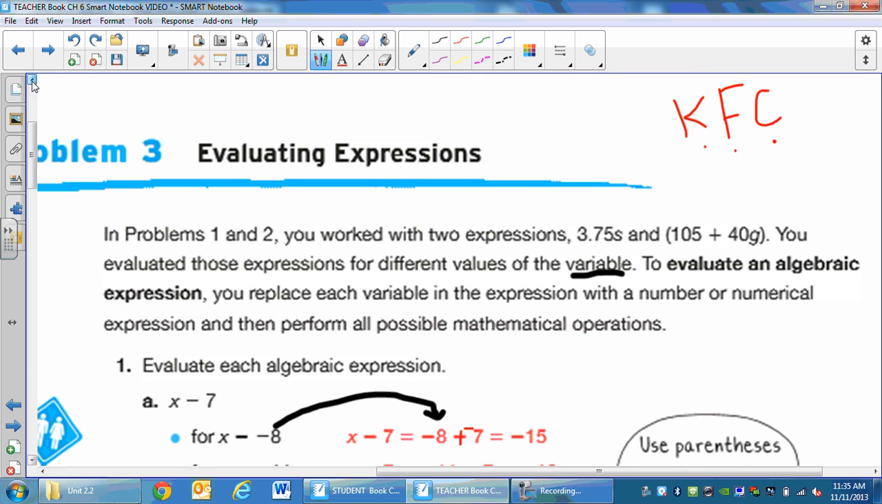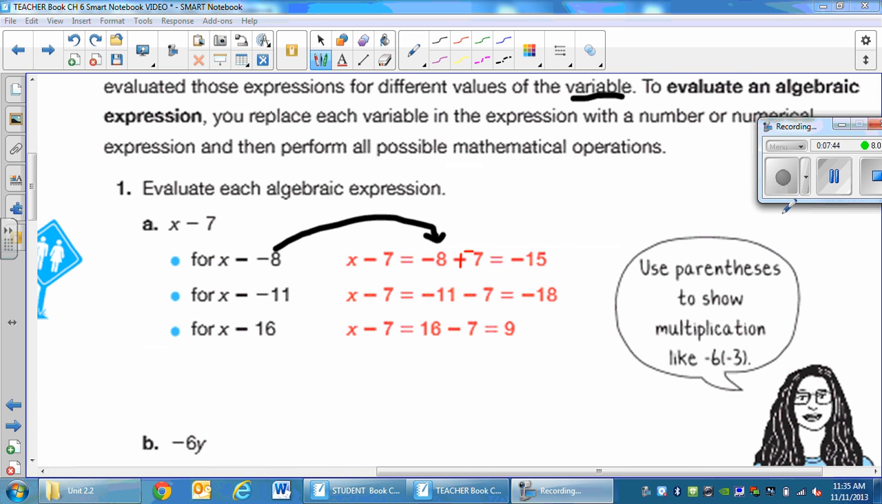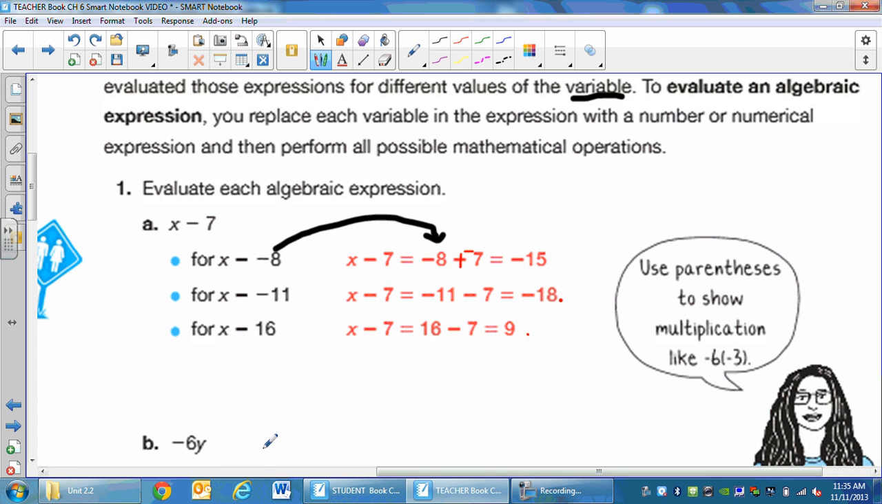All right, I want you to go ahead and try the rest of A. Do that now. Press play when you're ready. All right, you should have gotten negative 18 and then 9. All right, B, negative 6y.